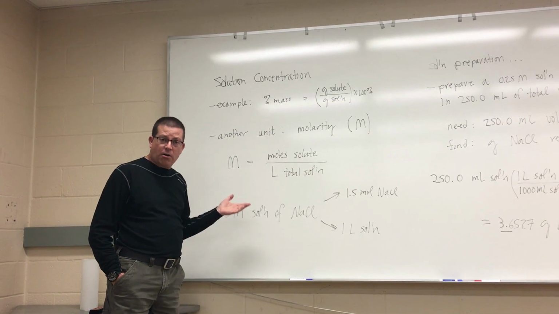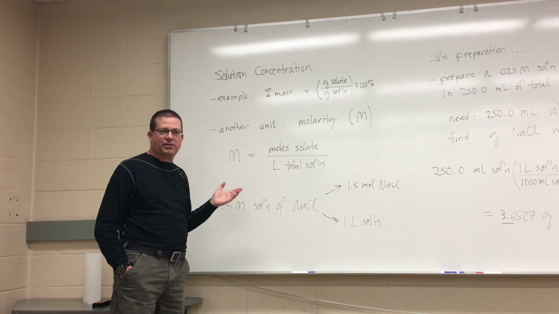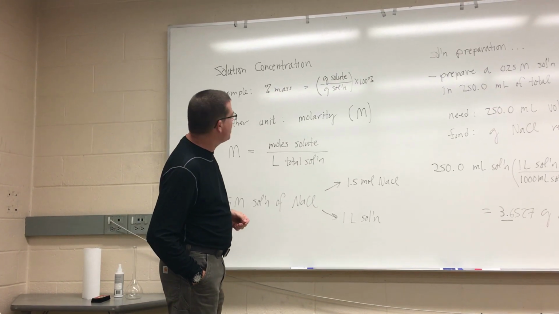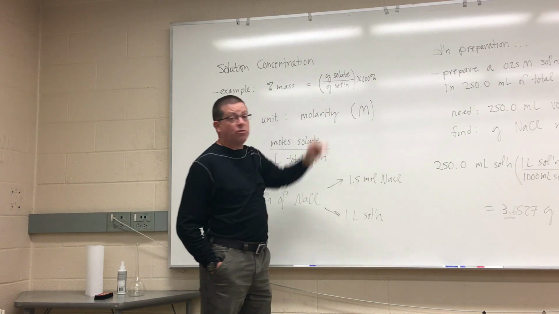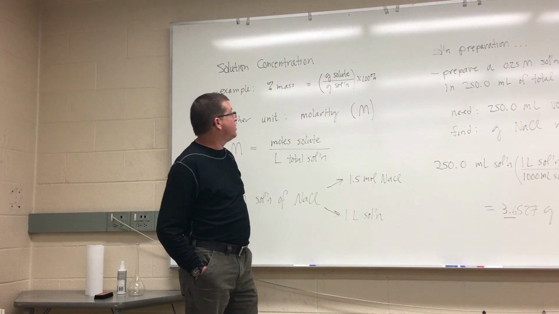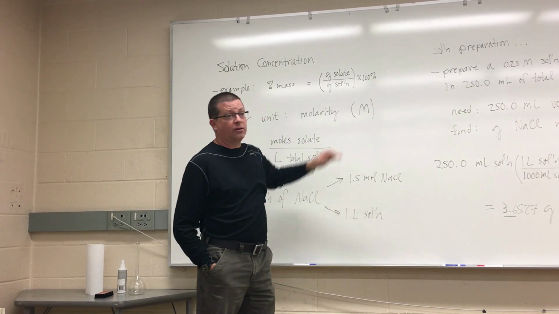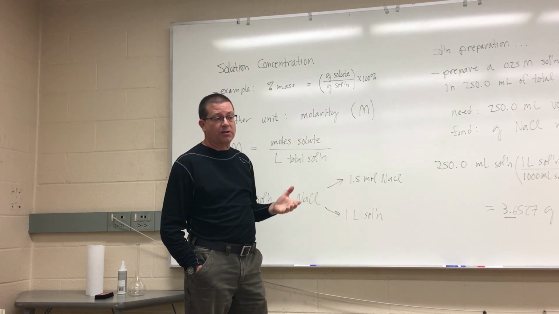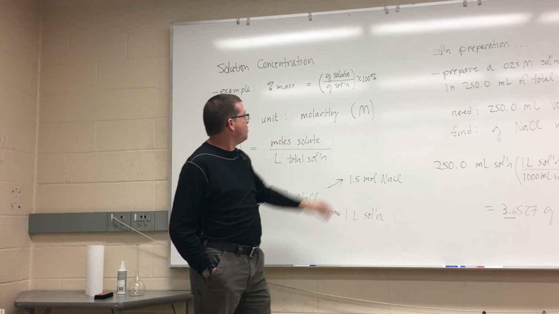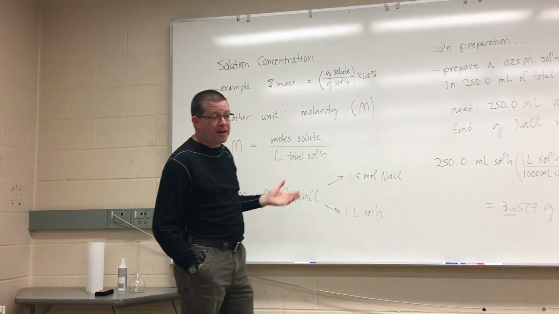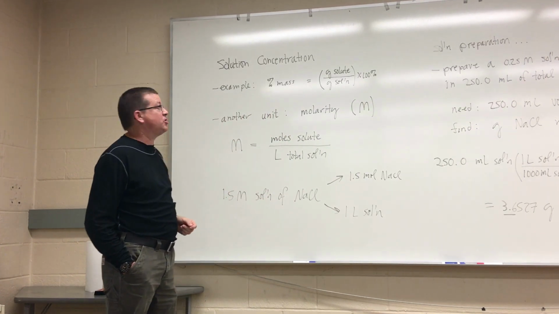As we know, if we want to express a concentration in terms of a percent mass, that would be the mass of the solute, which is the thing that gets dissolved, divided by the total mass of the solution, which is going to be the mass of the solute and the solvent together. Multiply that by 100% and you have a percent by mass concentration.